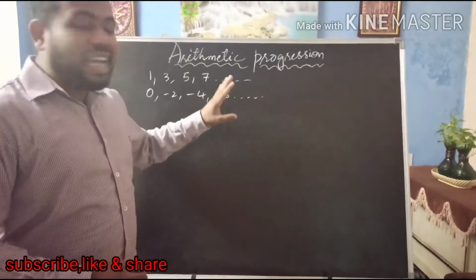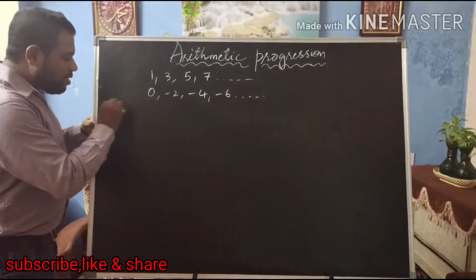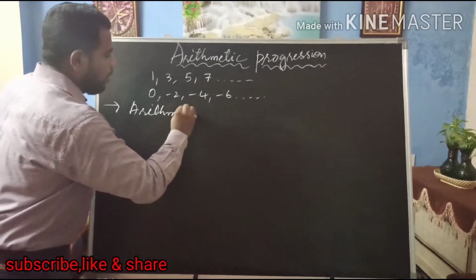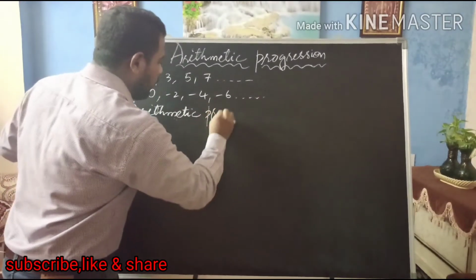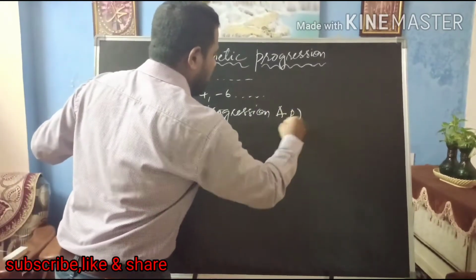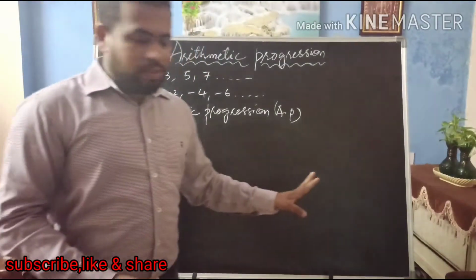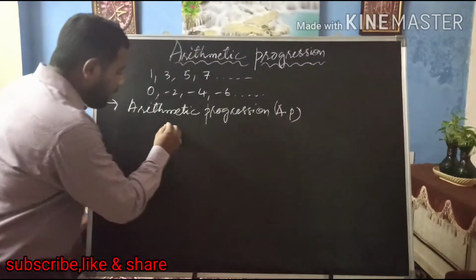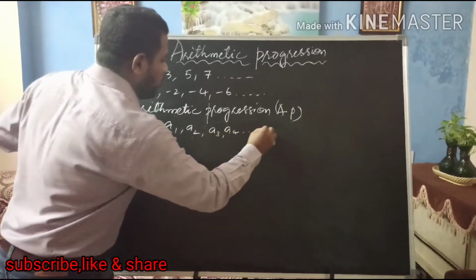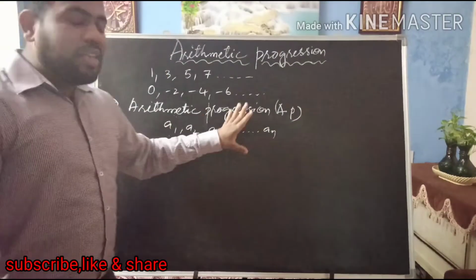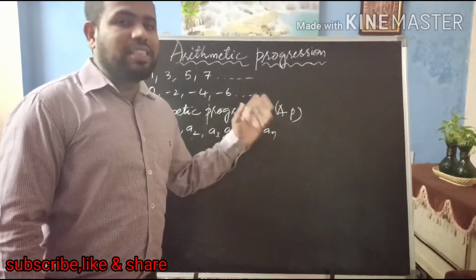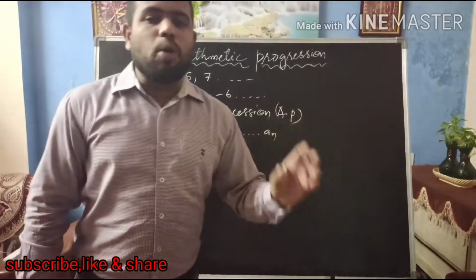Now let's come to what arithmetic progression is. I'm going to explain it on the board here. Arithmetic progression, which is called AP, is a sequence written in the form A1, A2, A3, A4 till AN. It is called an arithmetic progression if the difference between a term and the preceding term is always constant. That constant is called the common difference.